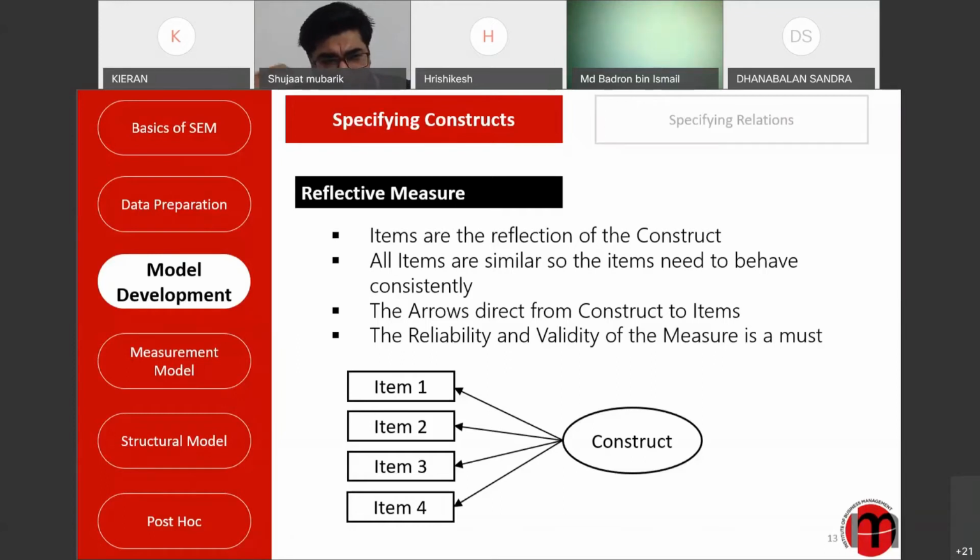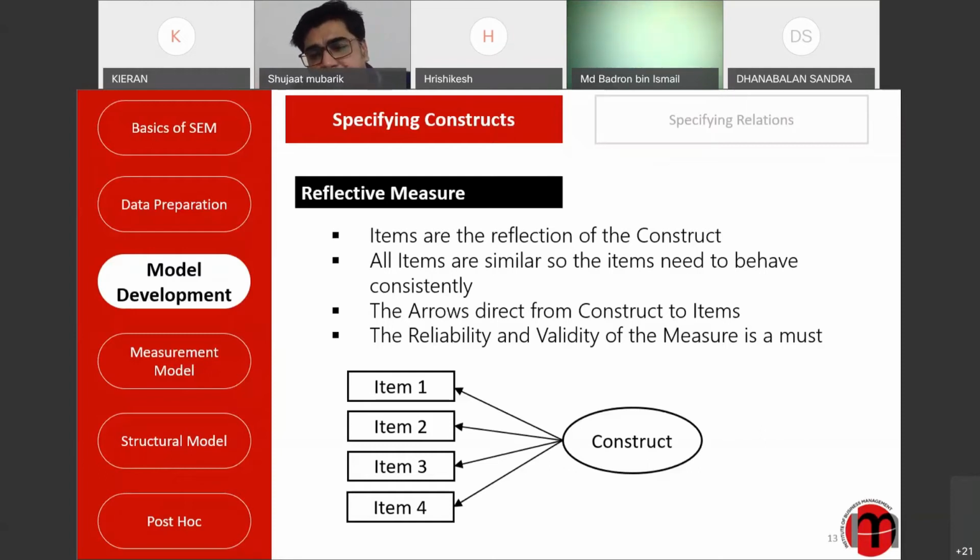When we talk about an item reflecting the main construct, how do we know that an item is a reflection of the main construct? We have to see the factor loading of that particular item. Factor loading tells us the percentage or extent to which one item is representing the main construct. If factor loading is low, and I'll have a brief discussion on what extent factor loading is acceptable, if it's lower than the acceptable limit, we can remove that item.